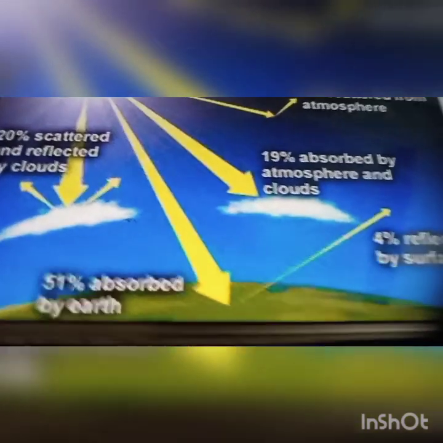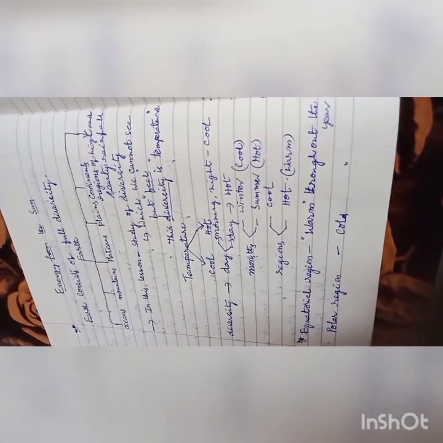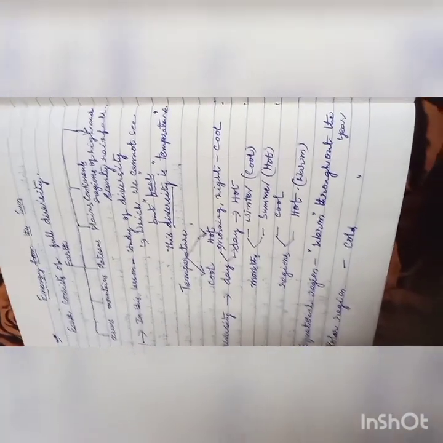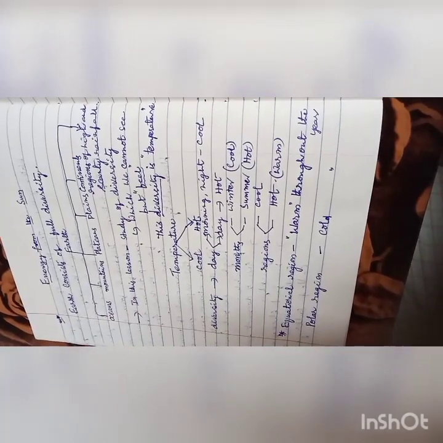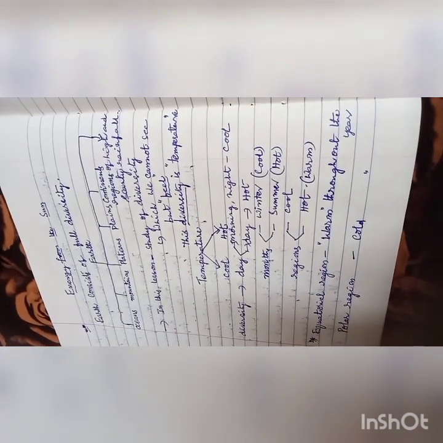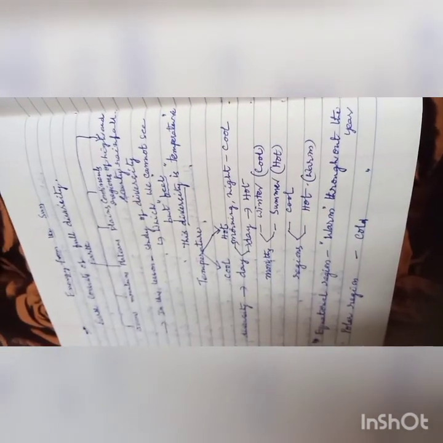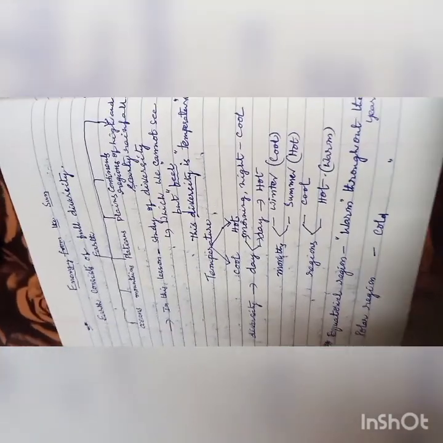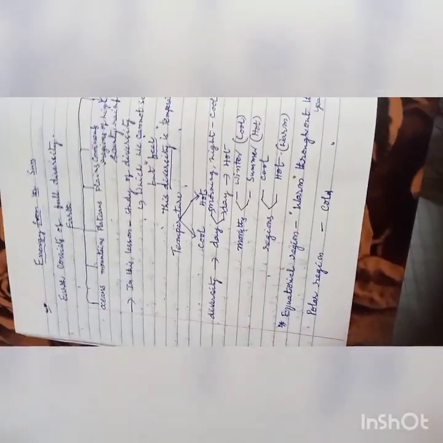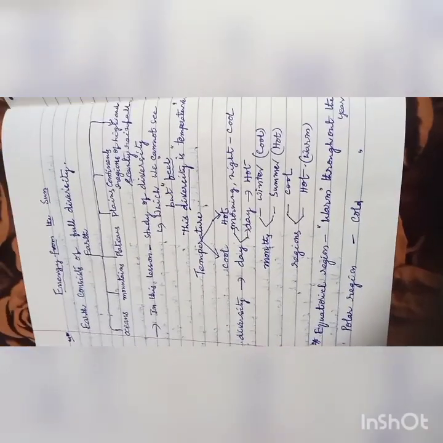And today we are going to learn about the topic energy from the sun. The energy from the sun and how the energy helps the earth or the people living on the earth, how it helps us, and what is energy, how many forms there are, what kind of forms there are, and how this energy develops us, in what way it develops us. All these things we are going to learn today.